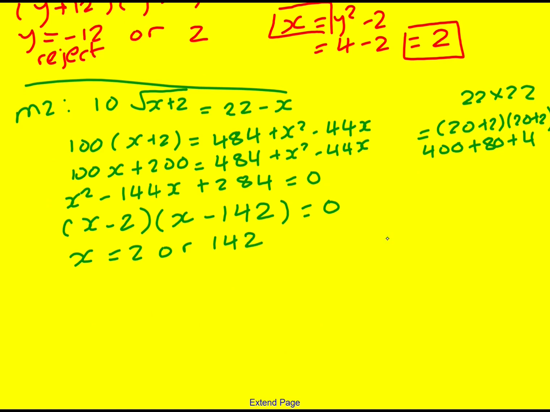We had at the start that x had to be greater than or equal to minus 2, but that condition doesn't always mean you can just stop there, because there was another condition. The right hand side has to be greater than 0 because the left hand side is necessarily greater than 0. So we also needed that x is less than or equal to 22, which means that we're going to reject this one and only take x equals 2.